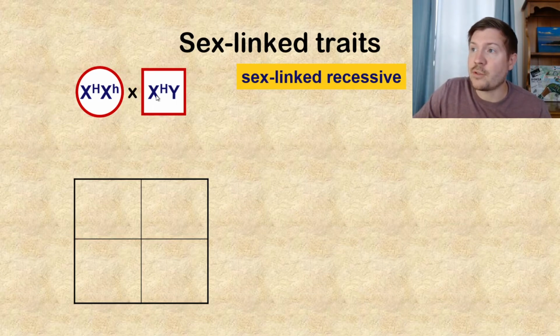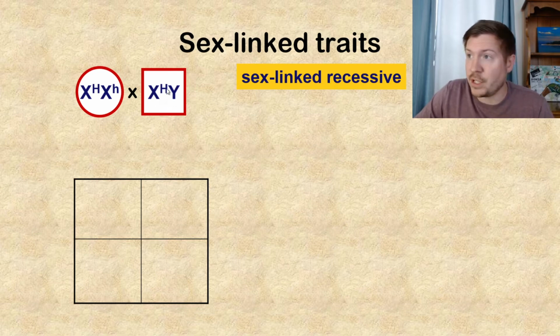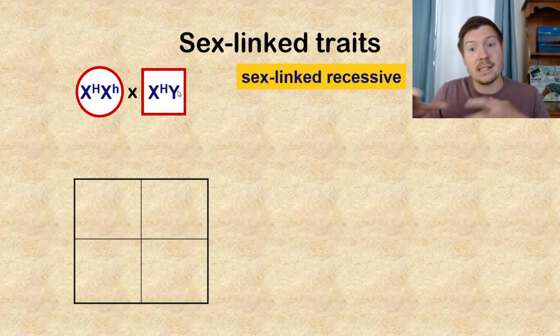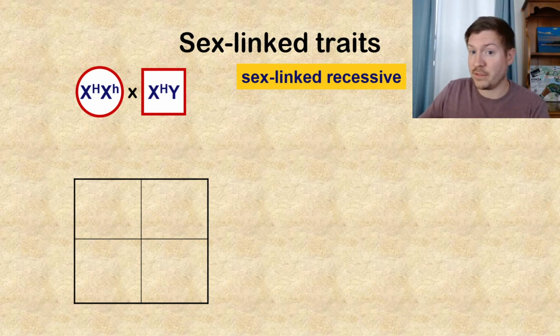All right, and then for the man, okay, so this is a man who does not have hemophilia, so he has a normal allele, but then there's no allele on the Y because this trait is only carried on the X, okay? So this is a big difference. Dad only has one copy of this. He doesn't have two because it's not on the Y chromosome.